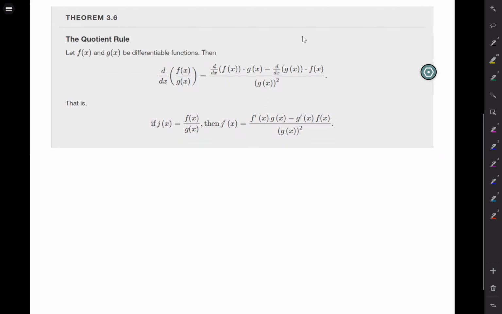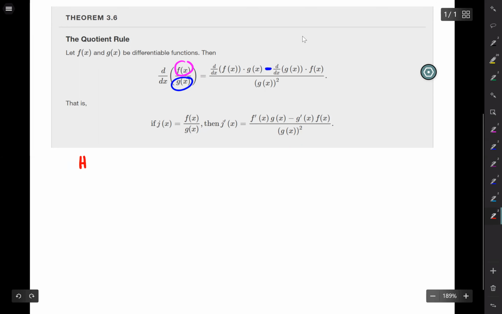Okay, now in this last video, we want to discuss the quotient rule. This is the last video for this section. And the quotient rule says if you're going to take the derivative of a quotient, so f of x over g of x, then it's the derivative of f of x times g of x minus, so notice there's a minus sign here, the derivative of g of x times f of x, all divided by g of x squared.